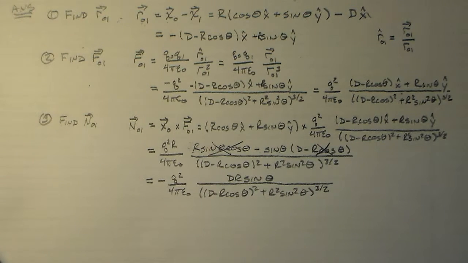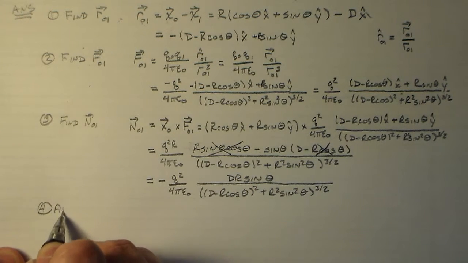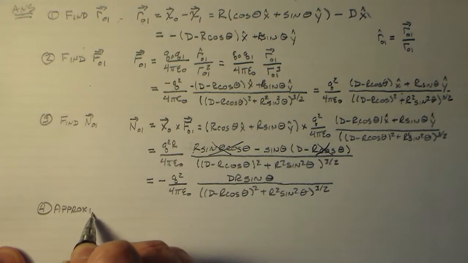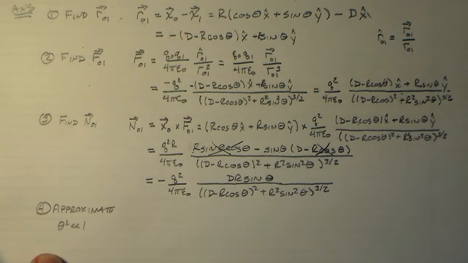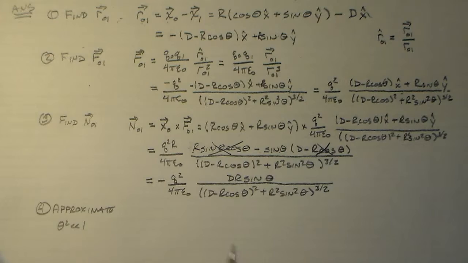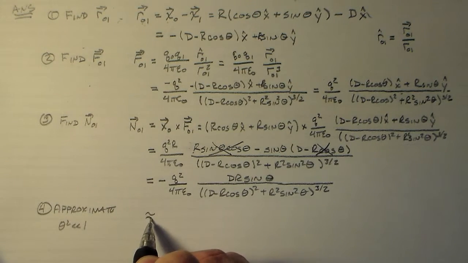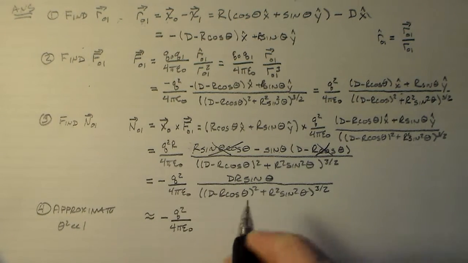Okay, so we're getting pretty close. Now we want to approximate. What I'm going to do is say that theta squared is much less than 1. So anytime you have theta squared plus 1, it goes to 1. That means sine theta goes to theta and cosine theta goes to 1. So this approximation makes things nice and simple. Minus q squared over 4 pi epsilon naught.